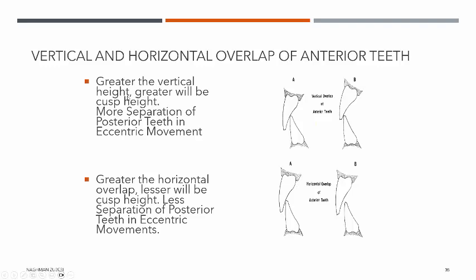Greater the vertical height, greater will be the cusp height. Means if there is deep overbite, then we can have taller cusps and we can have deeper fossae, because there is more separation of posterior teeth in eccentric movement. But in case there is greater horizontal overlap, means there is more overjet, then the cuspal height is going to be shorter and fossae are going to be shallower.